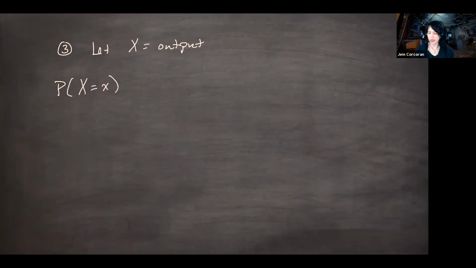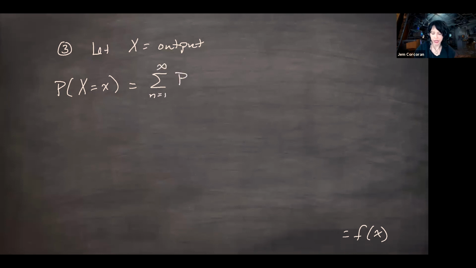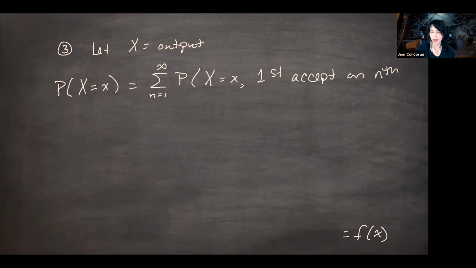So if you let X be the output of the algorithm, then you want to look at the probability that X equals x, and hopefully it is the given PDF or PMF. So I would start off the same way. I would sum over n the probability that X equals x, and the first accept, and really the only accept, on the nth trial.